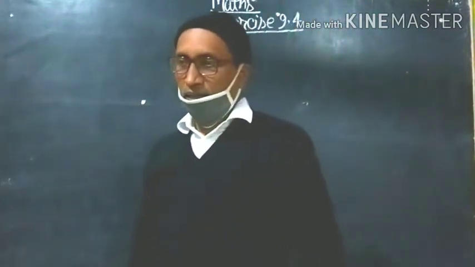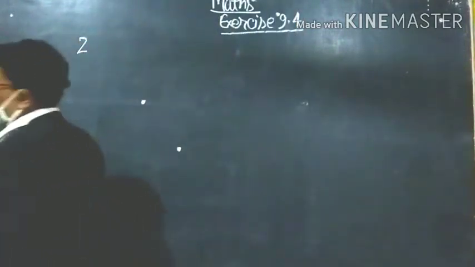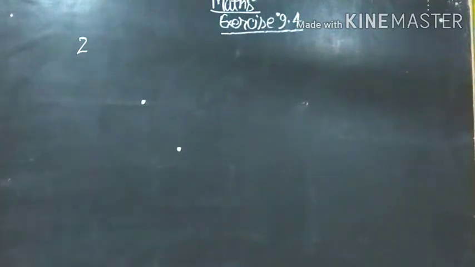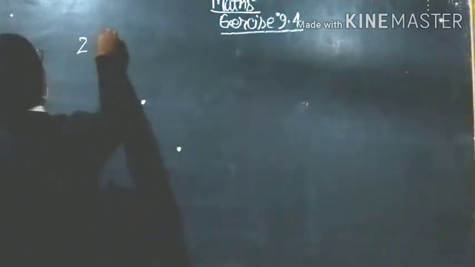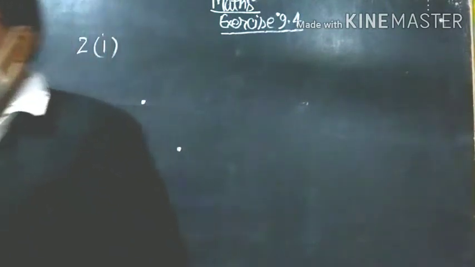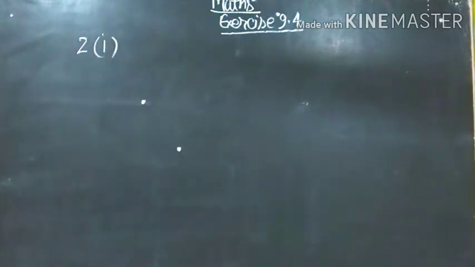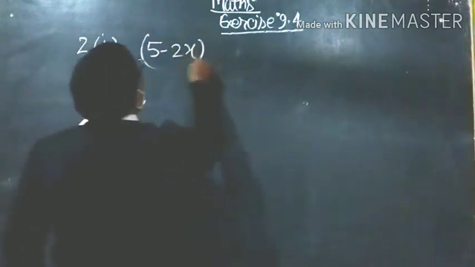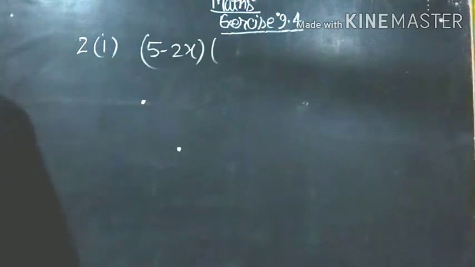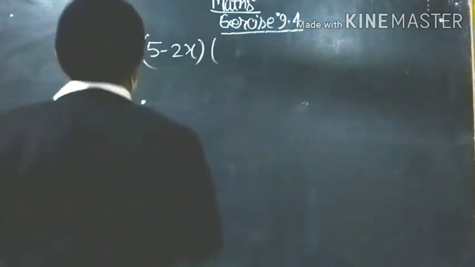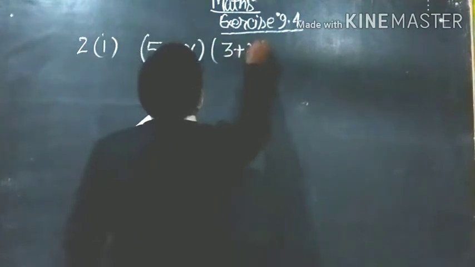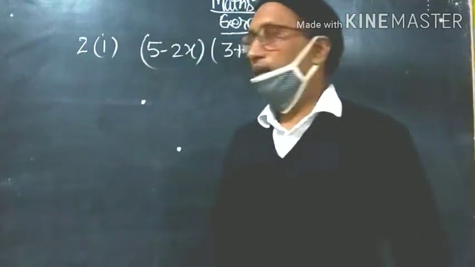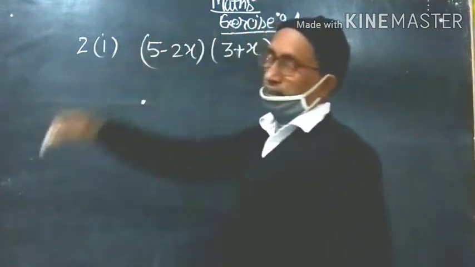In this sequence, question number 2, first question is: find the product, that is, first binomial is 5 minus 2x and second binomial is 3 plus x. You find the product of these two binomials.